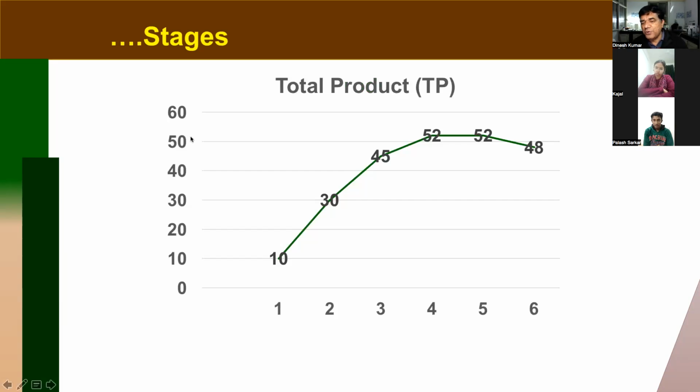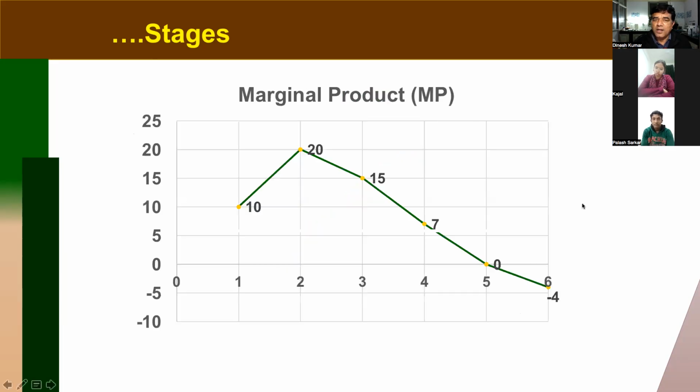Now you can see what is total product. Same what I have shown you in the table, same data has been plotted in the form of a line, or you can call it a graph. So on x-axis you have labor units, and on y-axis you have total product. So at 1 it was 10, at 2 30, likewise. So you can plot it on y-axis. You can have the yield or output. On x-axis you can have the variable factor, which is changing or which is increasing.